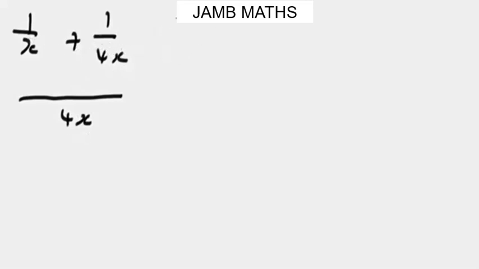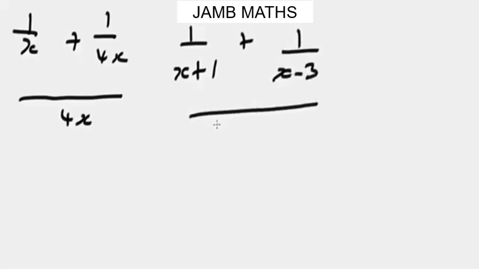Okay, in that order. All right, now if we have something like this, let's say 1 over x plus 1, plus 1 over x minus 3. Now, the LCM of this kind of problem is (x plus 1)(x minus 3). All right, so that will be the LCM.